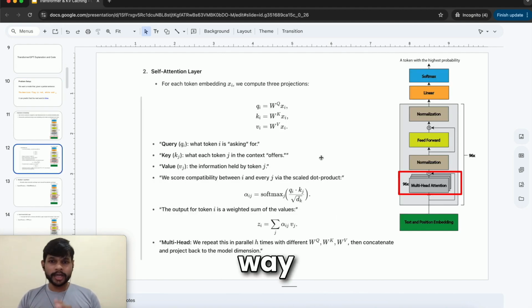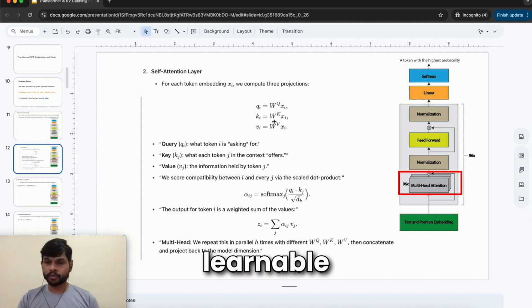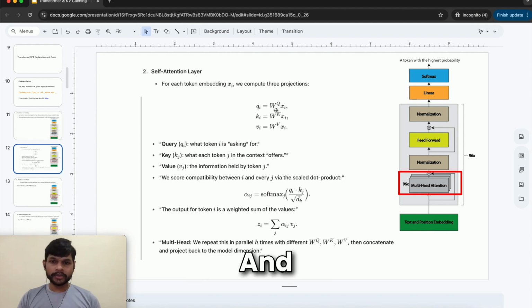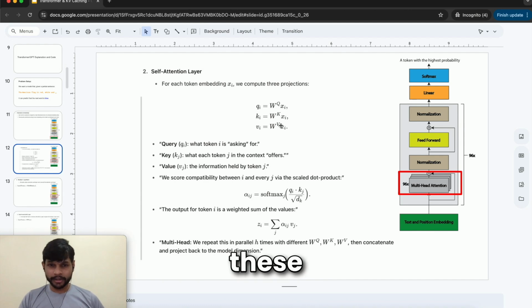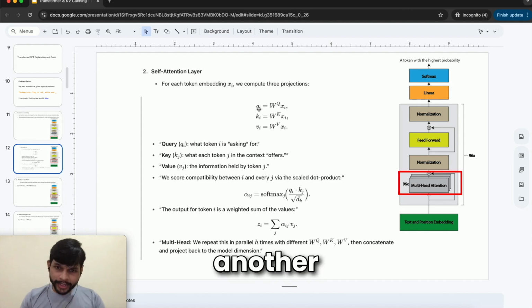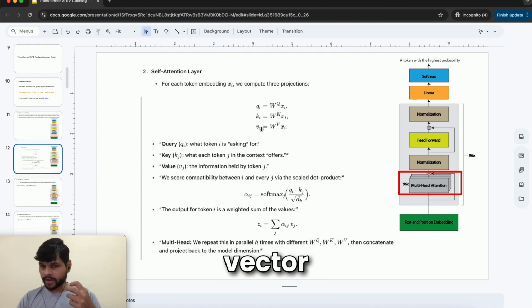So the way the attention mechanism works is the following. Each token will have an embedding vector, let's say xi, and we get 3 projections out of it by simply multiplying with 3 learnable weight matrices. These weight matrices are called the query weight matrix, key weight matrix, and value weight matrix. I will explain what these are individually. Once we multiply, we get a vector called the query vector. Similarly, we have the key vector and the value vector.